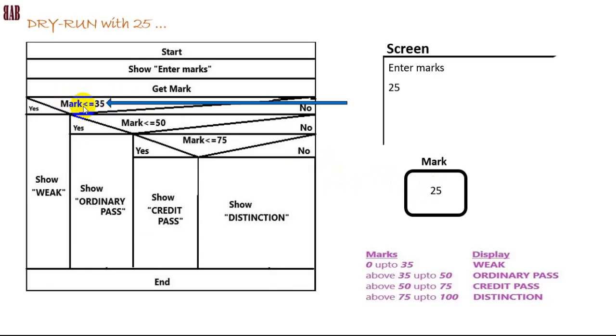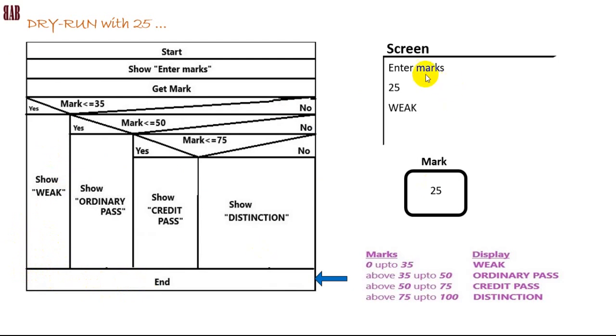So when you say mark less or equal to 35, if it is 25, it is less. So this is true, so it will go to the yes side. If it is false only, it will go to the no side. In this case, it will come to the yes side, and then to the decision box's yes side handling, which happens to be show weak. So it will show weak. After that, there's nothing else here, and from here, when you exit, you're actually coming to the end. So that's the end of that.